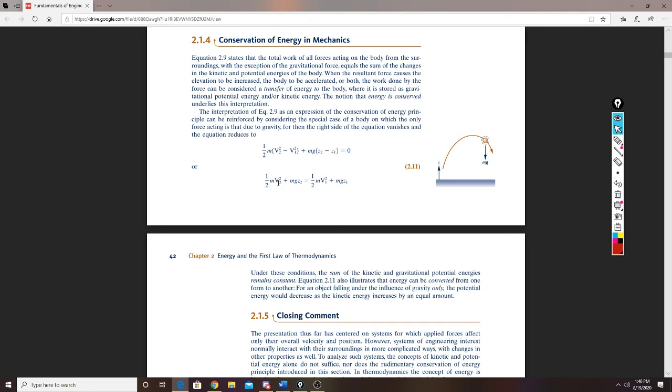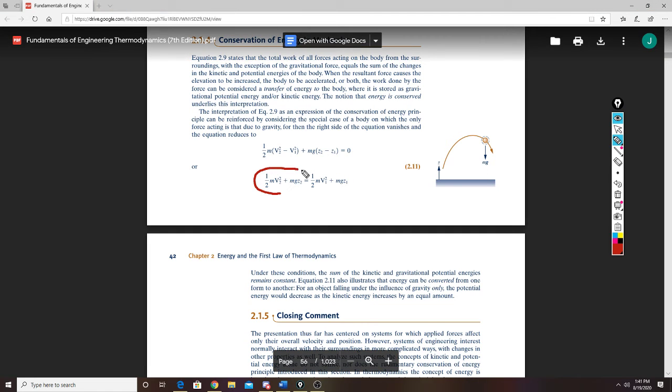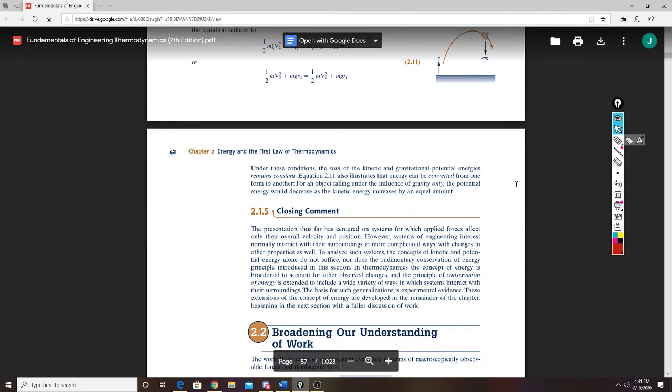So what this says right here is that the kinetic and potential energy of state 2 equal the kinetic and potential energy of state 1. So energy has been conserved for this equation, right? And what it says here is that the equation illustrates that energy can be converted from one form to another. For an object falling under the influence of gravity only, the potential energy would decrease as the kinetic energy increases by an equal amount. That is a concept that we have to think about right now.